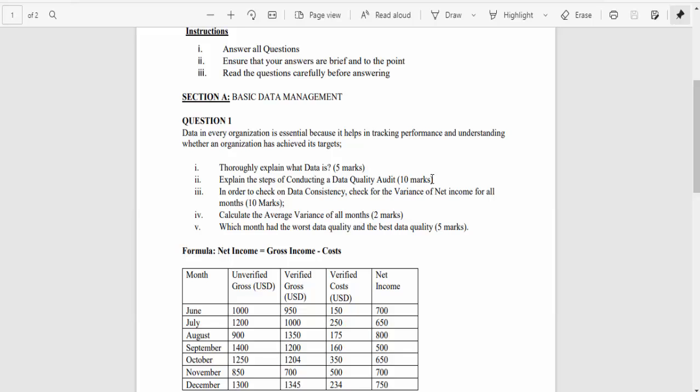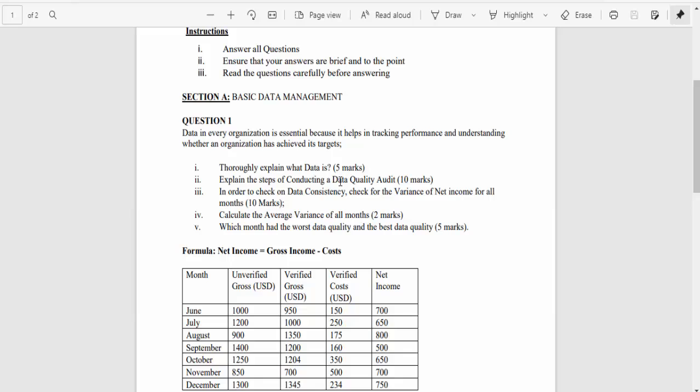So once you answer that, now explain the steps of conducting this audit. It's interesting because it's the same steps that are used when doing financial audits or compliance audits that organizations do, except that this one is an M&E function and you have to align it to the M&E scenario.